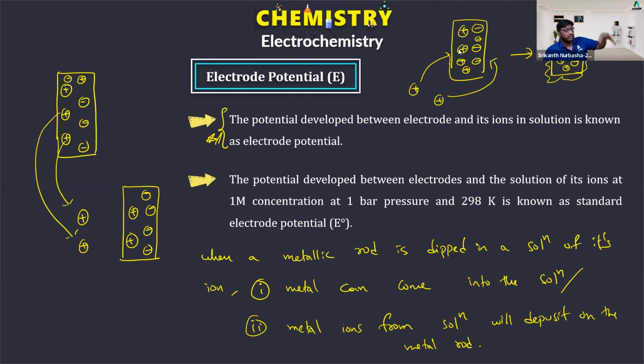Whenever I place, imagine the case, this is a metal rod. I have just dipped it in the solution. From this rod, the metal ions can go. The metal from the rod can go into solution. Or the second possibility, the ions from the solution can go and deposit on the surface of the rod. You understood the two possibilities or not? Yes, sir. Now, if I ask the question, when I dip a zinc rod in a ZnSO4 solution, what happens?